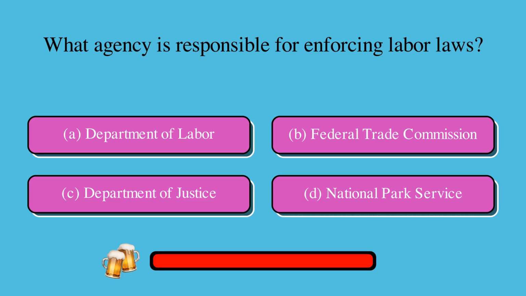What agency is responsible for enforcing labor laws? Is it A, Department of Labor, B, Federal Trade Commission, C, Department of Justice, or D, National Park Service? The correct answer is A, Department of Labor.